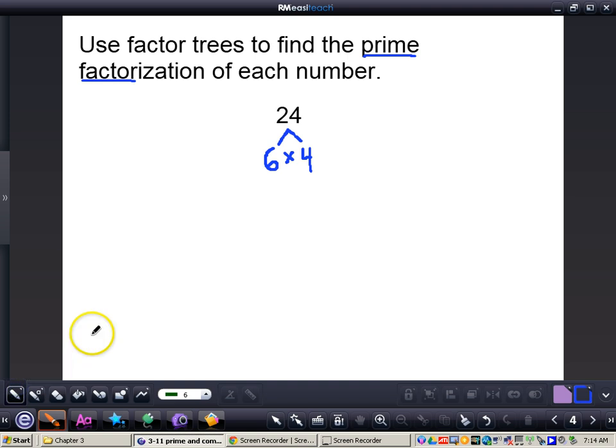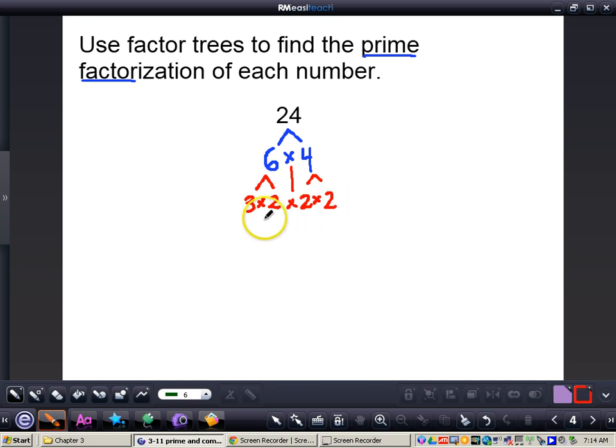Okay, so I'm going to use a different color of ink for this next step. So 6, I break that down all by itself. I know 3 times 2 is going to give me 6. Okay, now whenever we have multiplication signs in our factor trees, we just drop those right down as well. Now I've broken down my 6, now I need to break down my 4. And I know that 2 times 2 is going to give me 4.